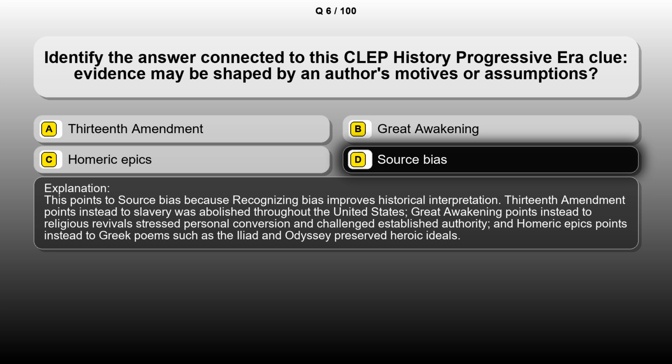Great Awakening points instead to religious revivals that stressed personal conversion and challenged established authority, and Homeric epics points instead to Greek poems such as the Iliad and Odyssey that preserved heroic ideals.